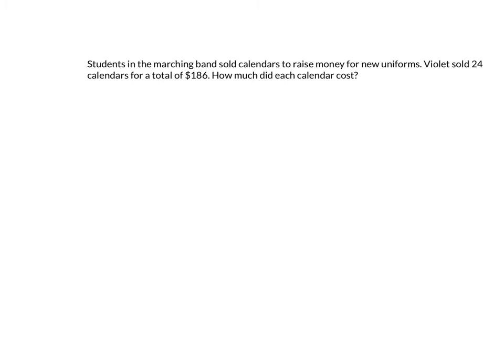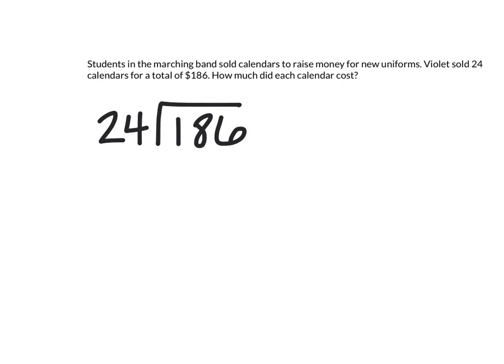So I know that this is a division problem. So I'm going to go ahead and set up 24 into 186. Well, long story short, I know that I can't make a group of 24 in 1 or 18, but I can make groups of 24 in 186, and to do that I need 7 of them. 7 times 24 is 168, subtracted from 186, and I have a remainder of 18.